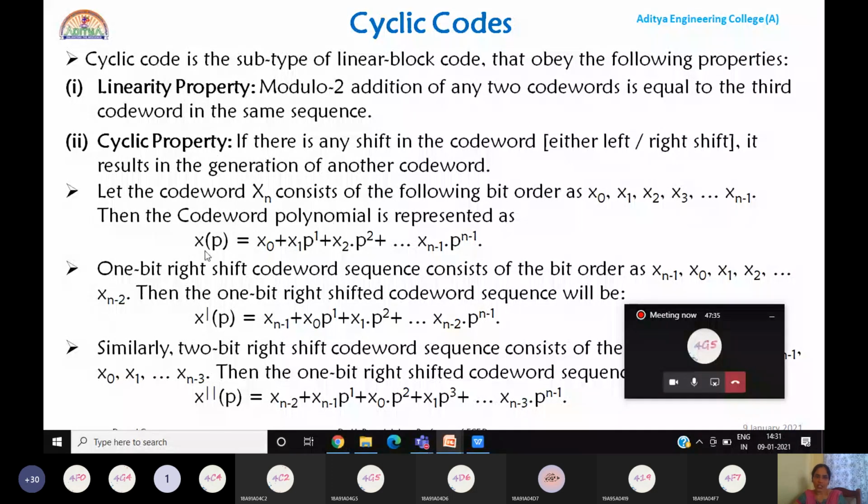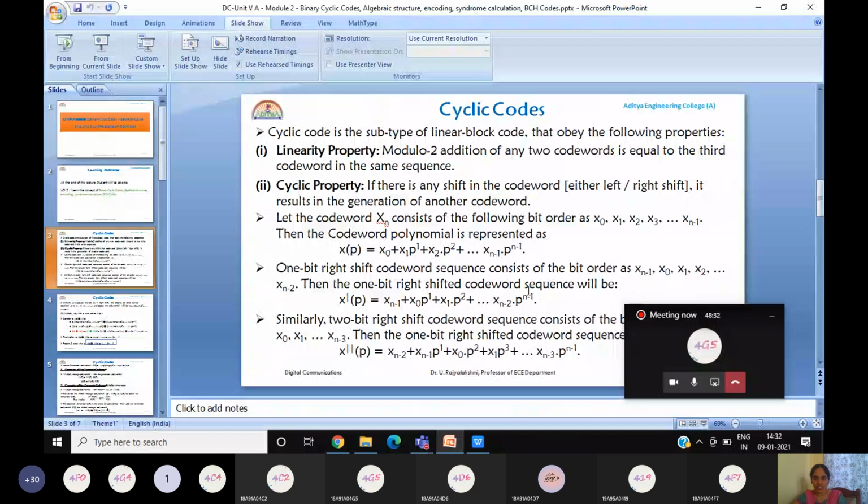For example, if you apply a one bit right shift to the corresponding code word, then the code word consists of the bit order as follows. Xn minus 1 will come first, followed by X0, X1, X2, X3 up to so on Xn minus 2, because I am telling you to apply a single bit right shift to the corresponding order. Then Xn minus 1 will be the LSB bit, then X0, X1, X2 up to so on, and the last bit will be Xn minus 2. Then the one bit right shifted code word polynomial will be as follows. Instead of sequence, please write it as polynomial.